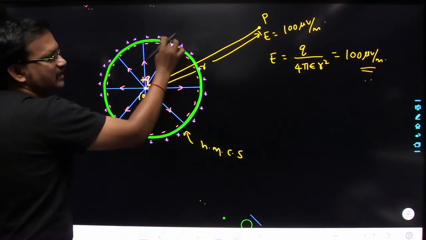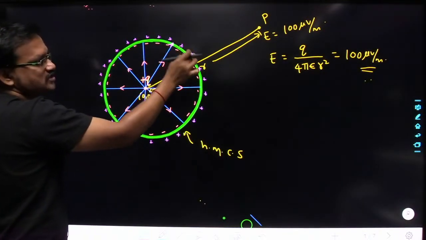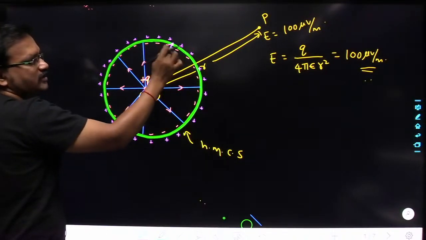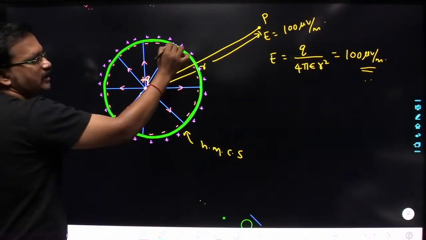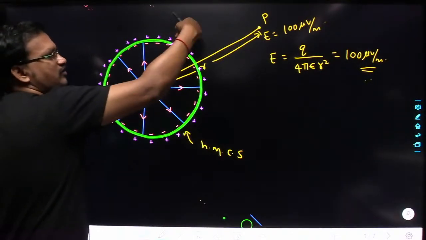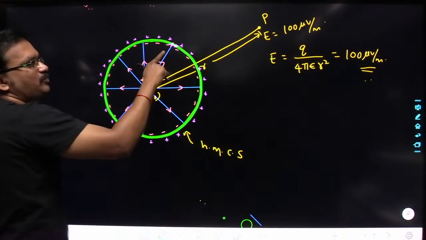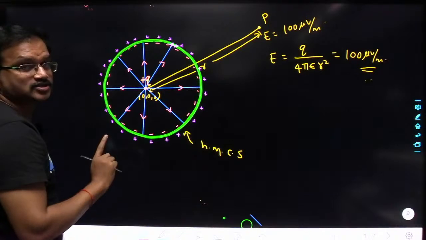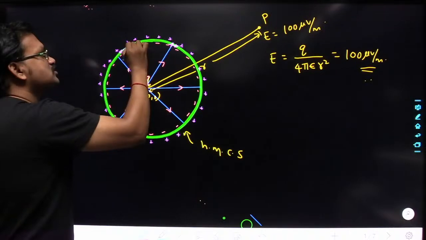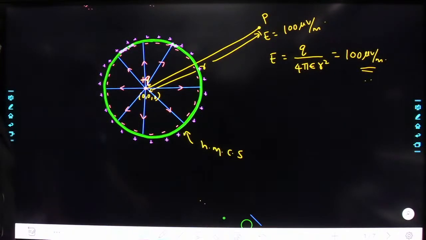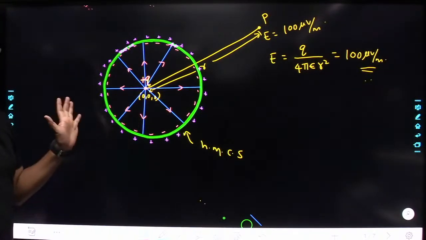Now within the conducting material, positive charge is accumulated on the outer side, and on the inner side negative charge is accumulated. So the induced electric field is going to point in this direction, and the applied electric field is pointing in this direction. So the net electric field inside the conducting material is equal to 0. Always it must be equal to 0, right?